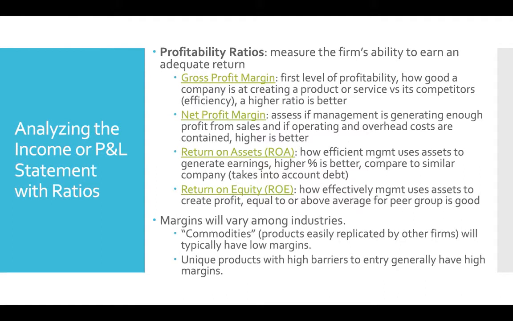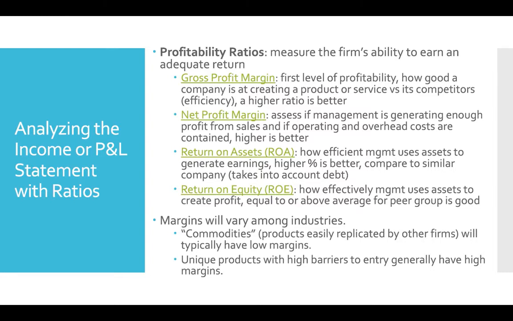Let's look at some profitability ratios, which let us measure the firm's ability to earn an adequate return. The gross profit margin lets us know how good a company is at creating a product or service versus its competitors. The higher the ratio, the better. The net profit margin assesses if management is generating enough profit from sales and if operating and overhead costs are contained. Again, the higher the better.